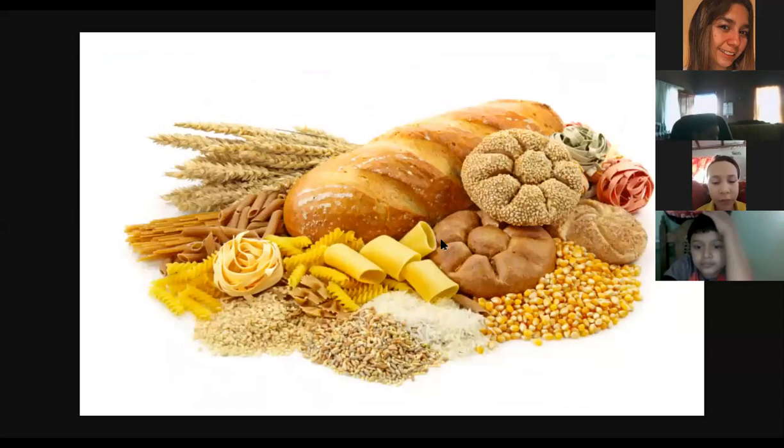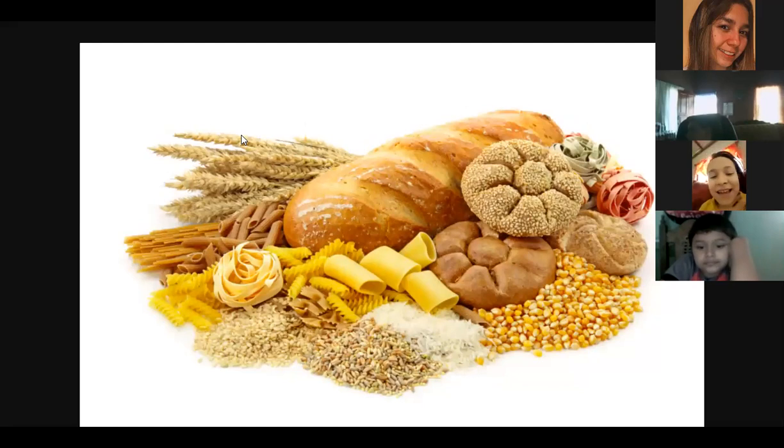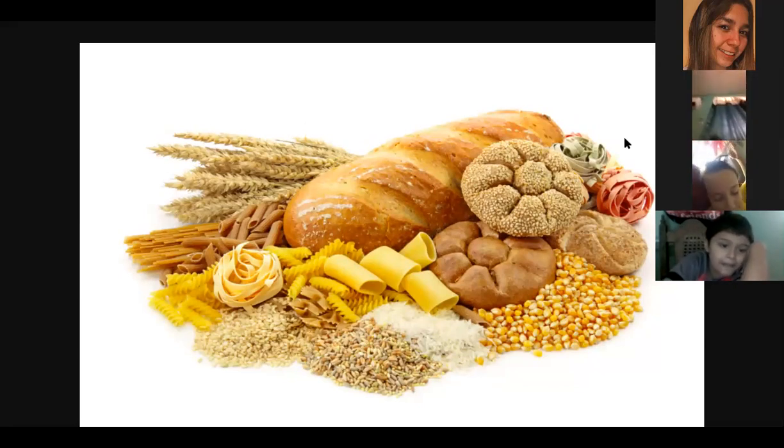These guys are grains. What food can you see here in the picture? Tell me, guys. You can mute your microphone. Bread. Macarrones, pasta, very good. Macaroni.